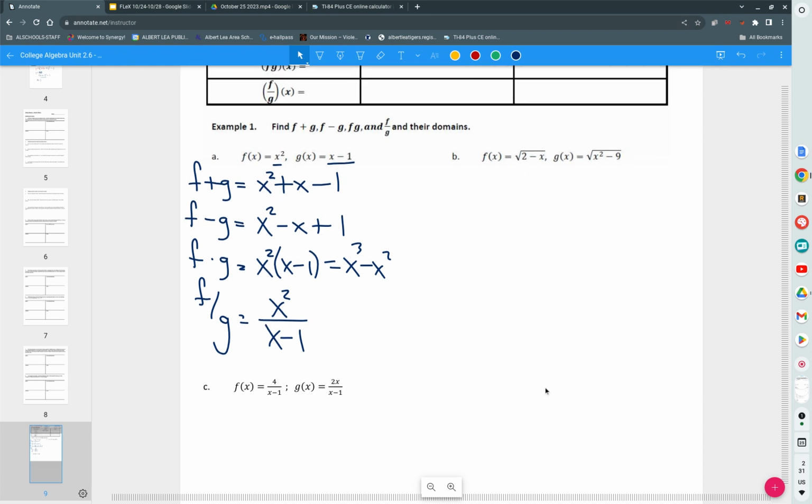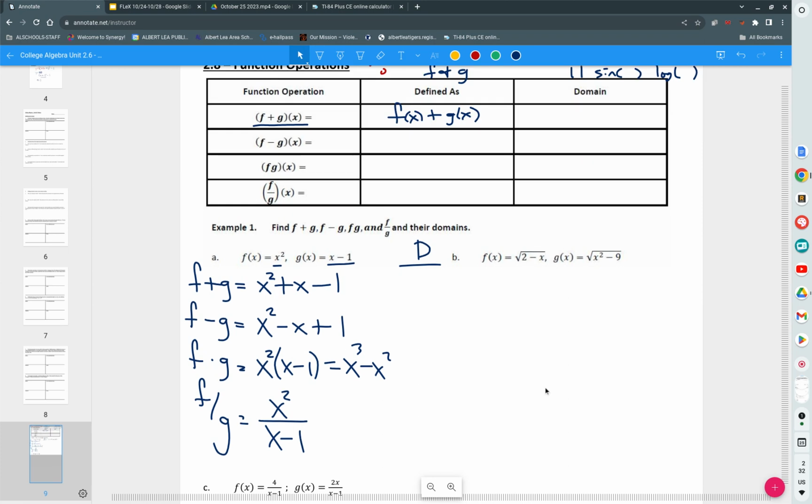The second thing we want to be able to do, because that was pretty easy, wasn't it, is be able to identify the domain of each one. And so we're going to bring back the topic of a domain. Some of you did very well on domain from your test. Some of you didn't do as well on domain on your test.